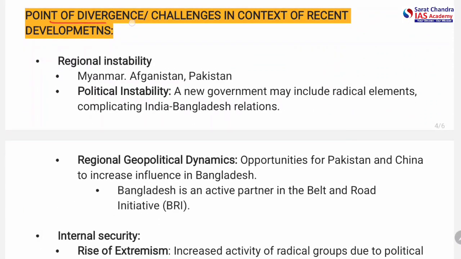However, there are points of divergence and challenges, especially in the context of the recent developments taking place in Bangladesh and their impact on India. The first point of divergence is regional instability.